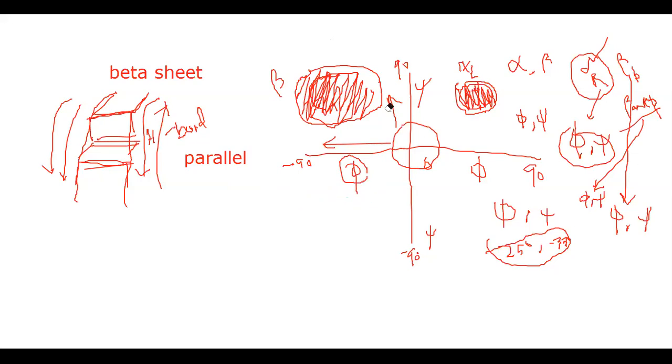Then comes this quadrant. This is the third quadrant. Here we have the right-handed alpha helix in this zone. Alpha R. That means if you have the right-handed alpha helix, your phi and psi will lie here. That means in this quadrant, both are negative. Phi is negative and psi is negative.